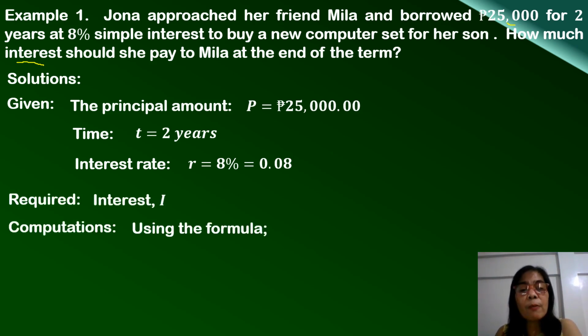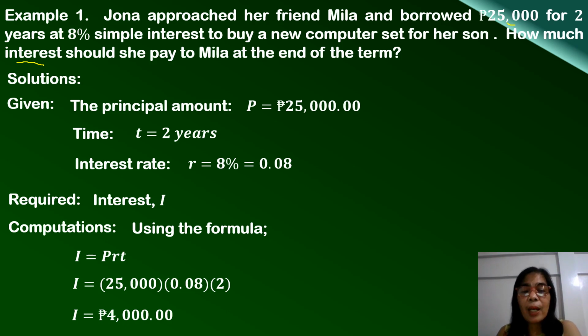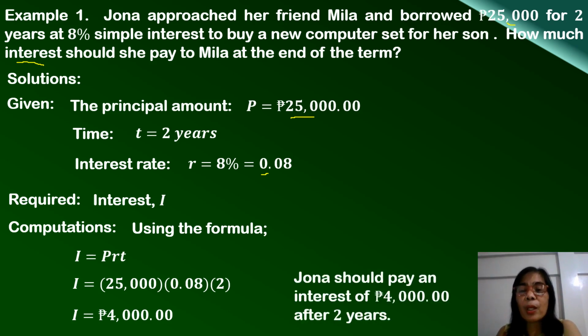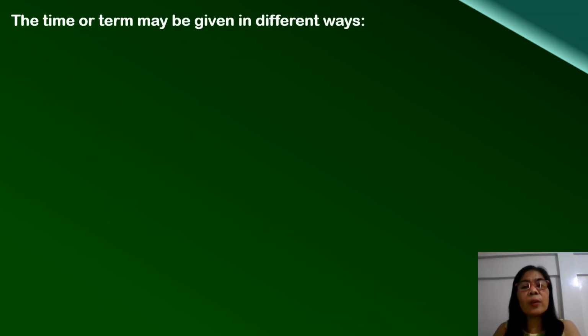Since we have the formula for the interest, I = P × R × T, we substitute the values. I is equal to P, the principal amount, 25,000, times R, 0.08, times the time in years, 2. Using your calculator, you'll arrive at I = 4,000 pesos. That means the interest on this principal amount of 25,000 at an 8% annual rate after 2 years will be 4,000 pesos.